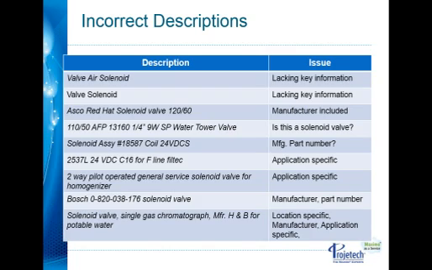This one has a manufacturer's part number. This one's application specific, so people sometimes put parts in for a specific application, and then that item is restricted for use only in that application when it may be able to be used somewhere else. Here's another one that's location specific.